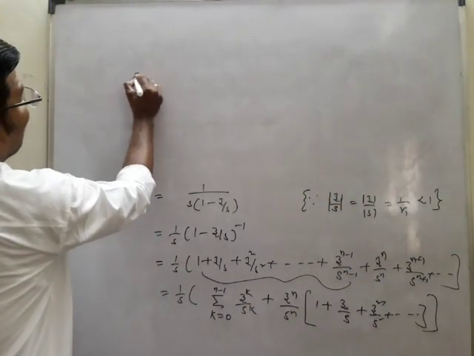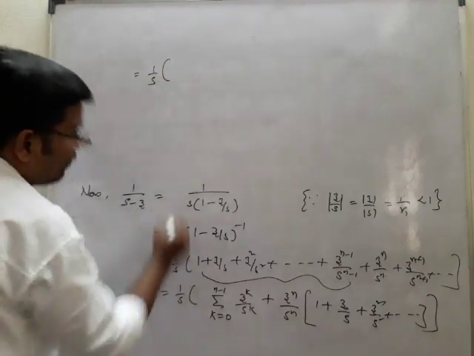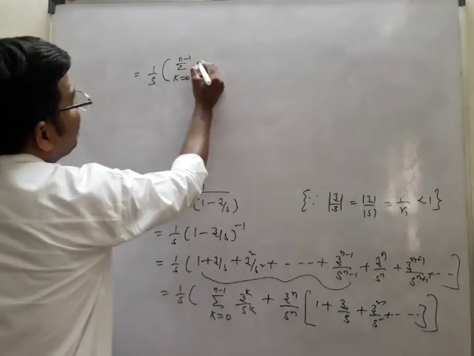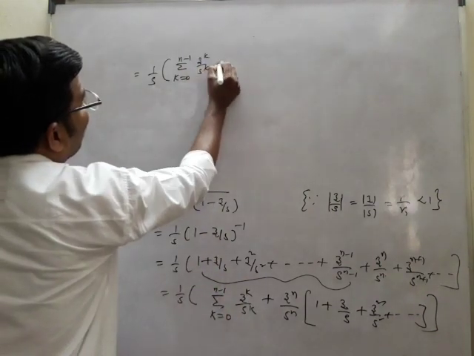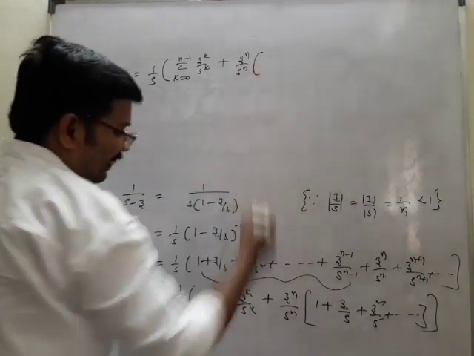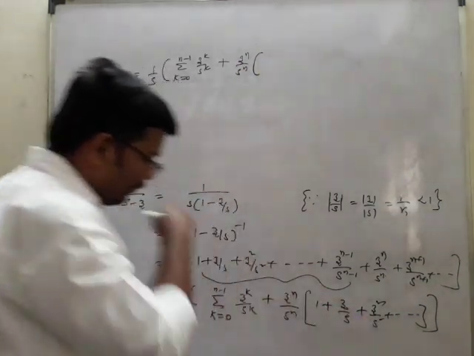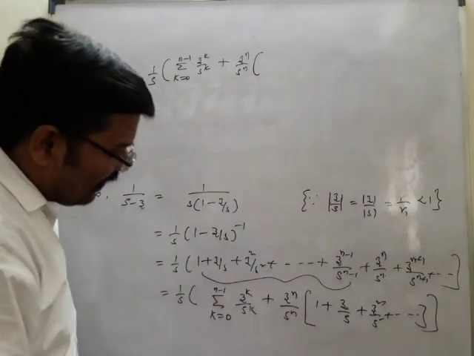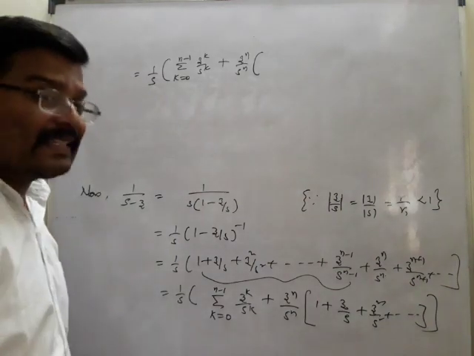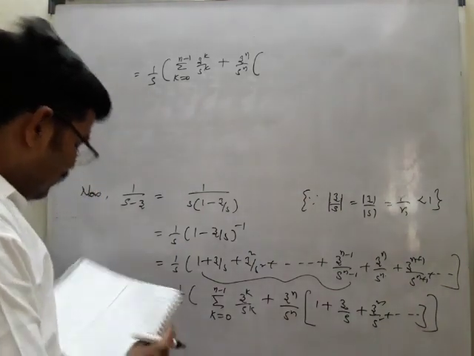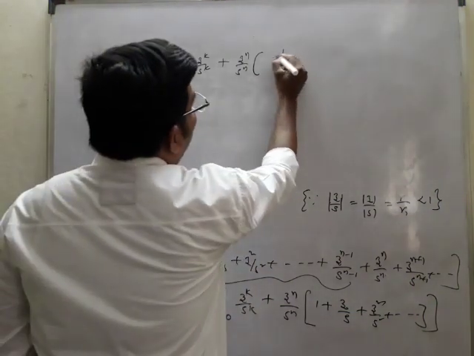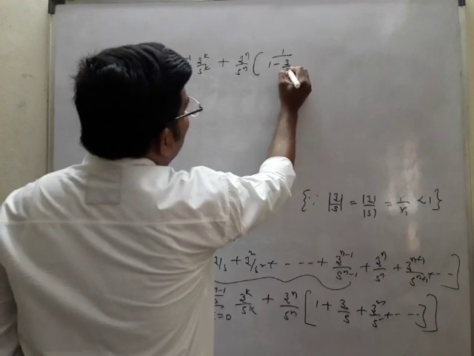This one I'll take as it is, 1 by s summation k equal to 0 to n minus 1 of z power k by s power k, plus z power n by s power n into this whole thing again. Now what is that whole thing? Again this is something like a by 1 minus r. S infinity is equal to a by 1 minus r. A is nothing but 1. So I may write 1 by 1 minus z by s.